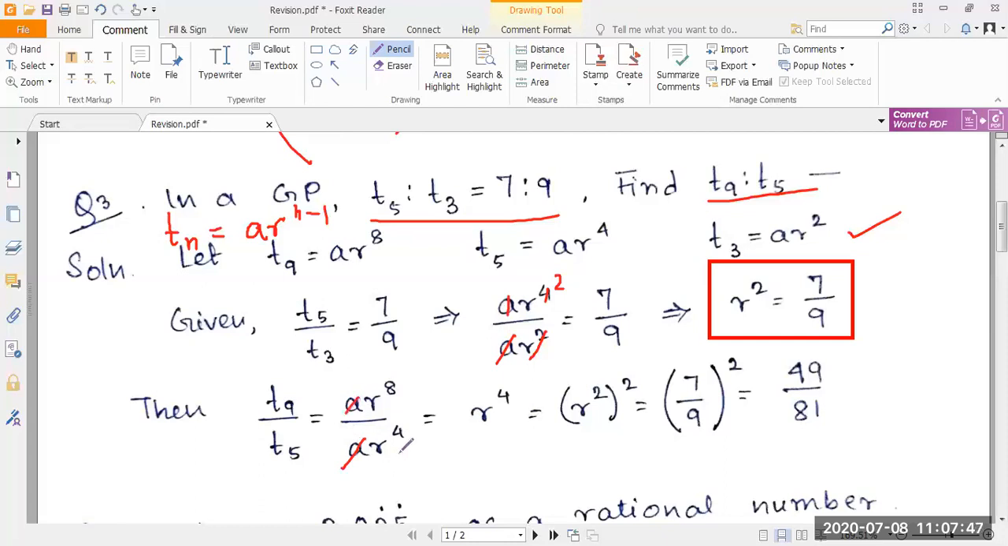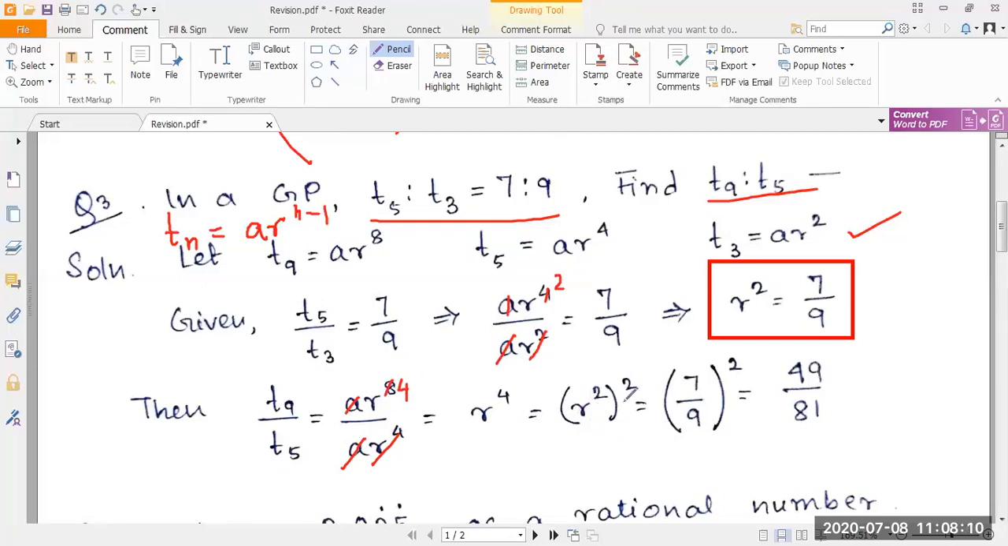I cancel out A on both sides, and let me reduce the exponential of R as well. So if I need to find the value of T9 by T5, I can also find the value of R to the power 4. Now this R to the power 4 can be written as R square whole squared. If you remember the law of indices, if you want, I can always discuss it later.